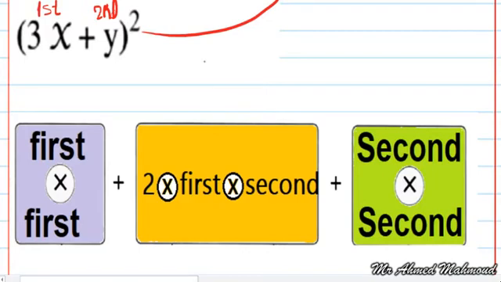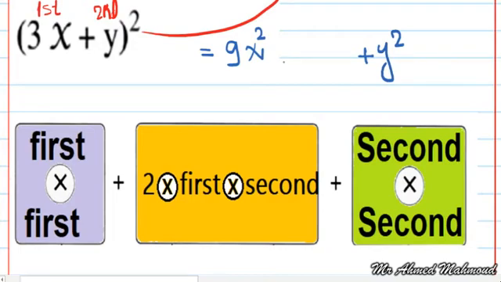It will be like this: 3x times 3x. 3 times 3 equals 9. x times x equals x to the power of 2. And I'm going to leave a space, and I'm going to multiply y times y. It will be positive y to the power of 2. Okay? Then this is the first by first, and this is second by second.